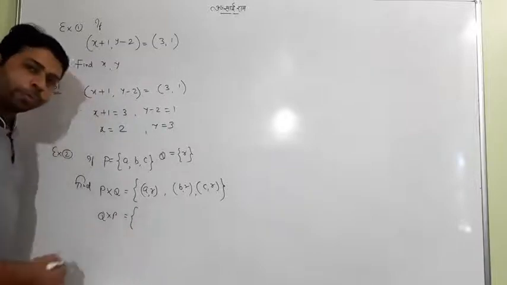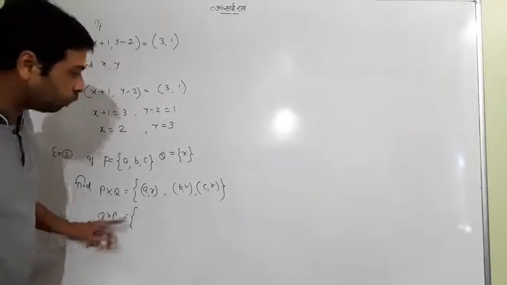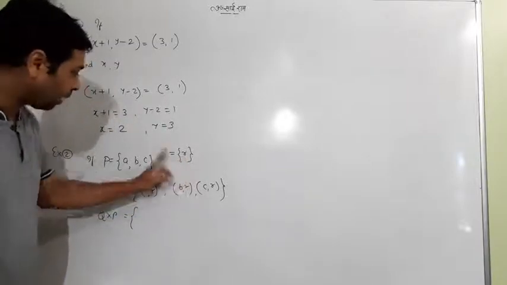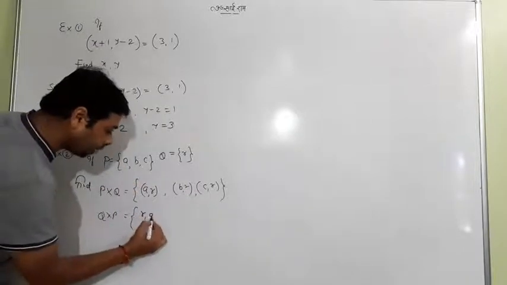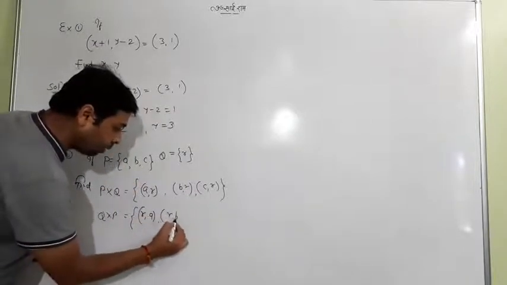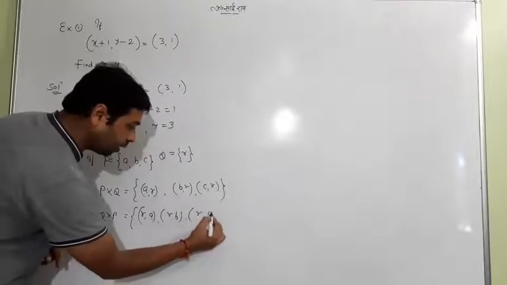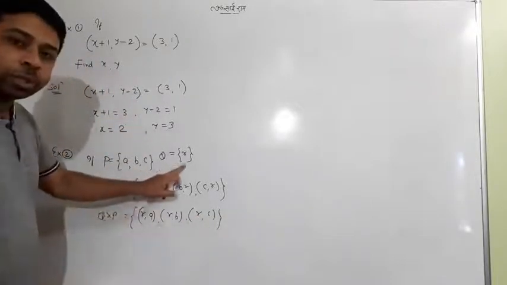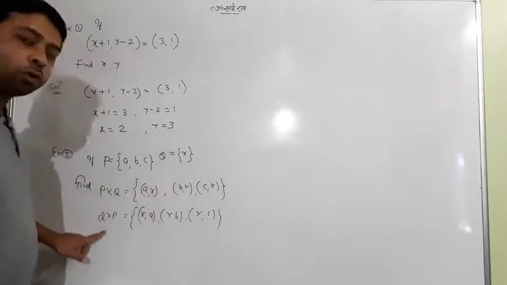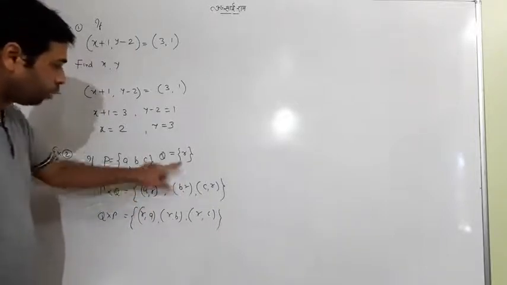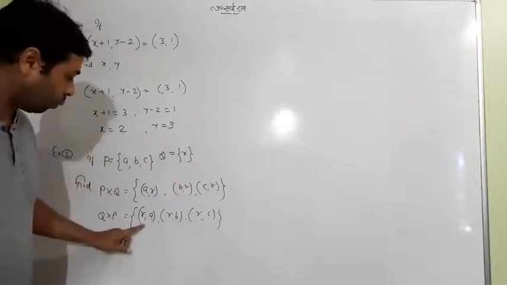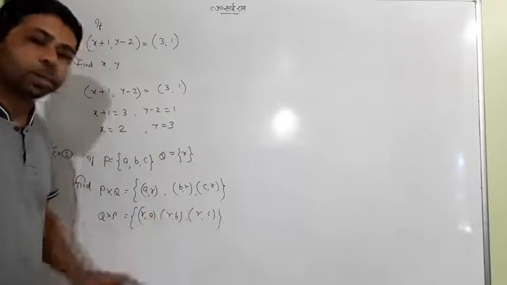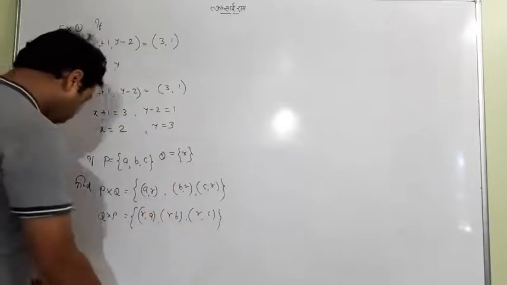Q cross P will be, the first element should be of Q, meaning you have to start from here: R and A, then R and B, then R and C. P was having three elements and Q was having one element, so either P cross Q or Q cross P will have 3 into 1, meaning 3 elements. So 1, 2, 3 elements. This is very simple. You have got it till now.